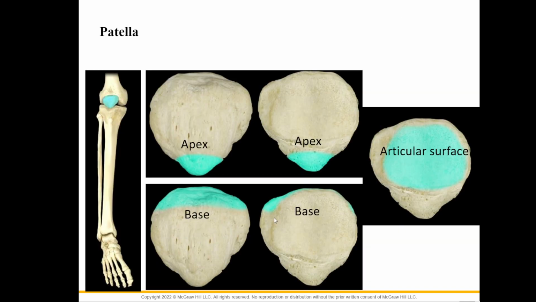Also, the patella has several parts. So we have the patella, the bottom or pointed part, we call it the apex. The flat part is called the base. And then the outer surface or the part of the patella which attaches to both bones, we call it the articular surface.